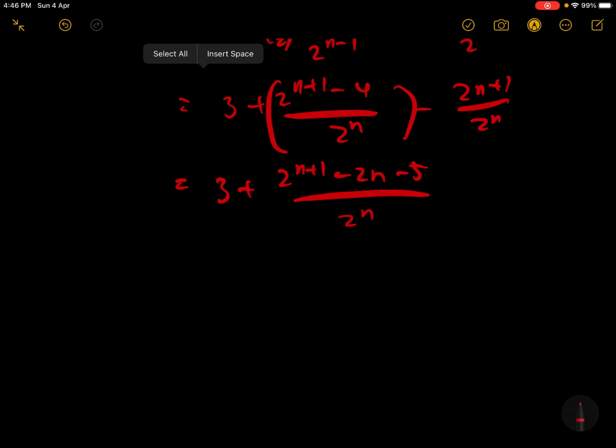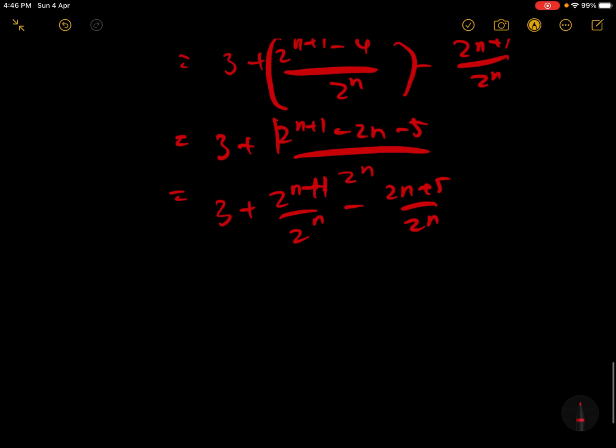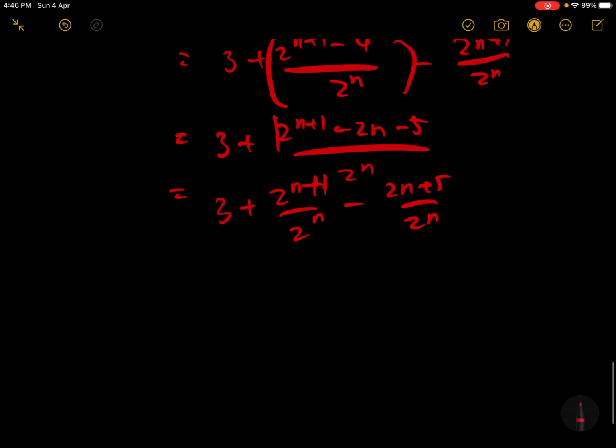So if you leave it like this, I don't think you'll get full marks, because what you can do here is split it up. So 3 plus (2n plus 1) over 2n, and then minus (2n plus 5) over 2n. It's minus 2n minus 5, but I took the minus sign out, so it becomes plus here. You can leave it in if you want to. Then (2n plus 1) over 2n.